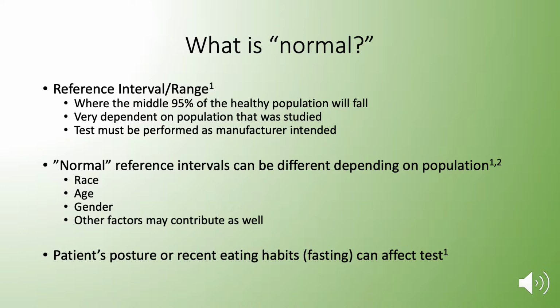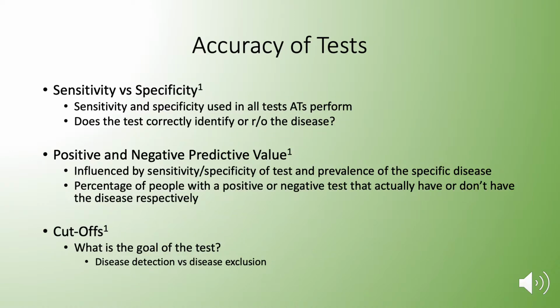Our patient may have a different normal based on their race, age, gender, or other factors like whether they have fasted or not prior to having the test administered. For instance, a male may have a different normal range than a female. A Hispanic person may have a different normal range than a Caucasian person. So it's important to understand these factors and what role they will play in determining if our patient has a normal or abnormal test.